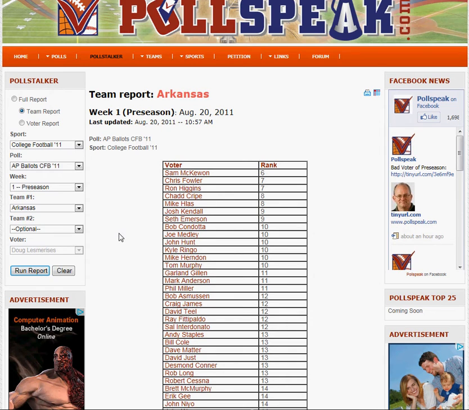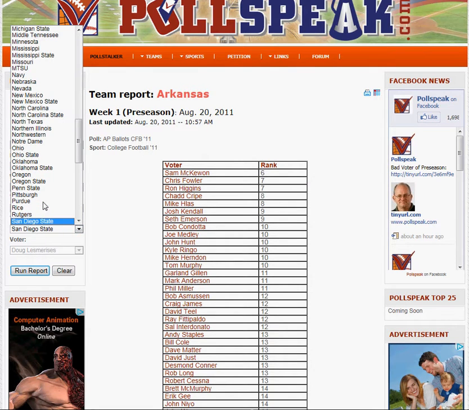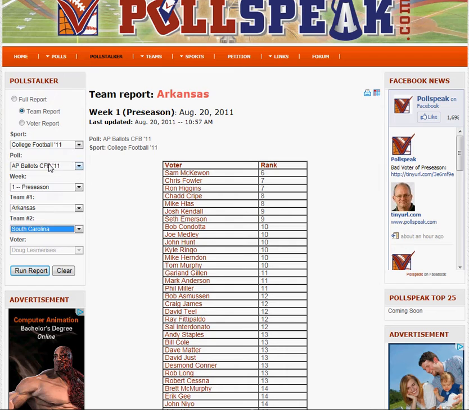Now, while we have the Arkansas team report running here, let's take an opportunity to show you a more advanced technique with team reports. So by default here we have Team 1, Arkansas, but Team 2 is optional. Let's go ahead and pick a different team. Let's go ahead and pick South Carolina.